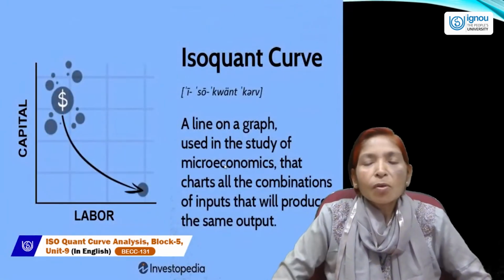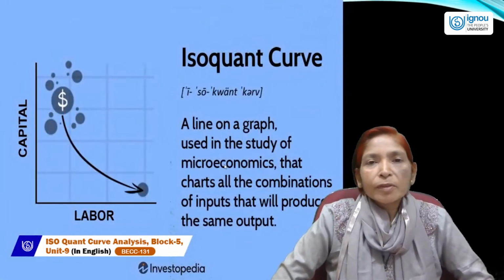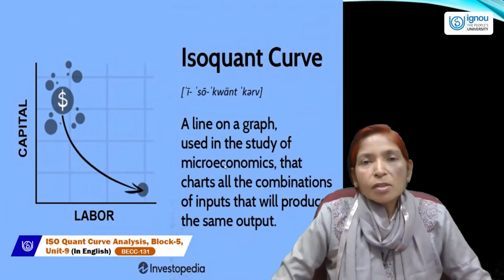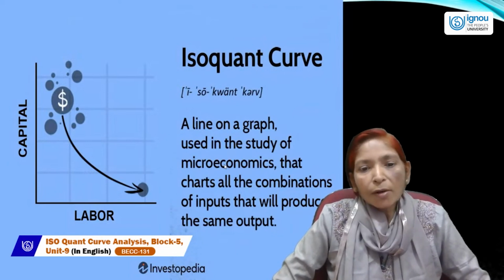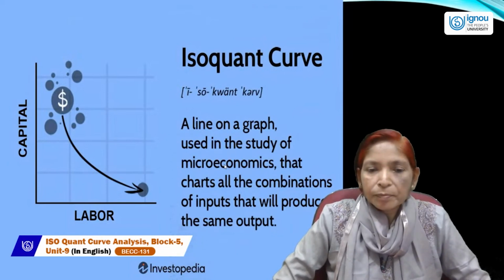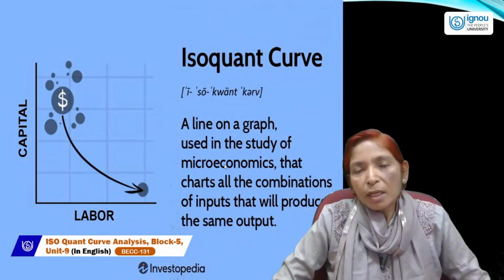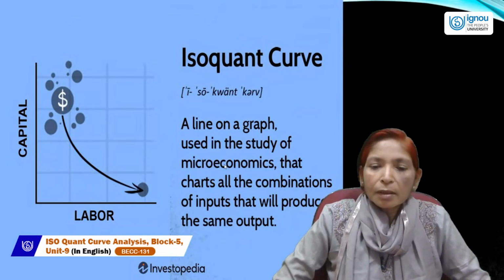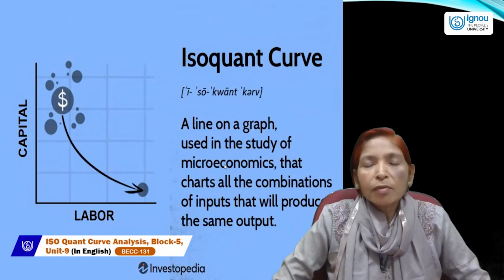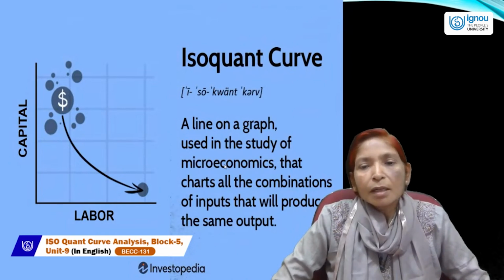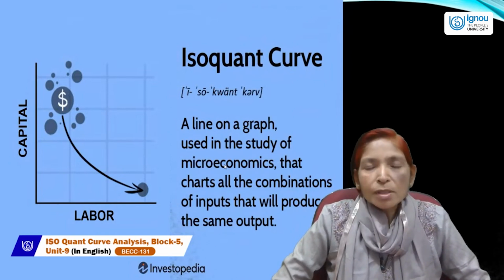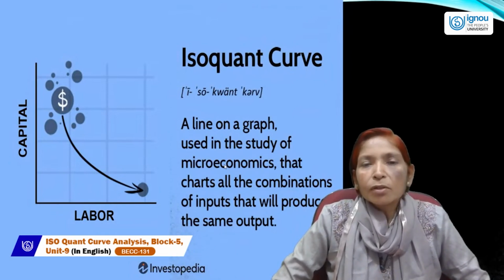Next is the iso-quant curve. What is the meaning of this iso-quant curve? Iso-quant curve is a line on a graph used in the study of microeconomics that charts all the combinations of inputs that will produce the same level of output. In other words, we can say that the iso-quant curve shows different combinations of two factors of production which will give us the same level of output.